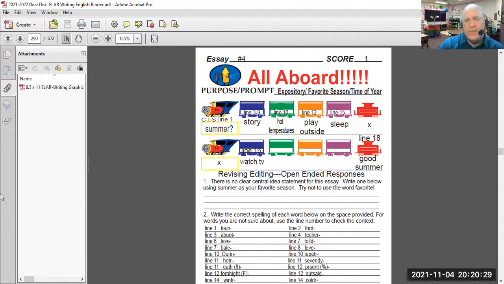But it does say that in order to get the 3, you have to have somewhat reasonable conventions as well. And so this paper, as you can see here, had so many spelling errors. If I was going to give it a 2, it probably would have gotten a 1 on essay because of the spelling errors that you see here. If I was going to give it a 3, it might have still gotten a 1 because if the spelling errors are so bad that it's hard to make your way through it, the conventions are not there.